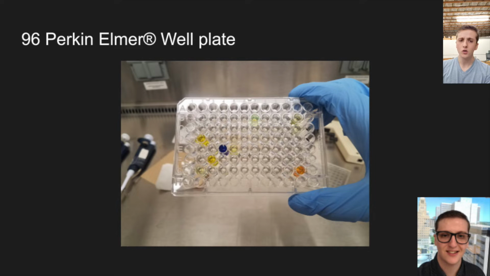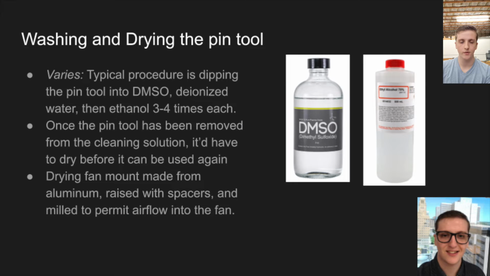So to wash it, generally the procedure is to dip into about 3 different solvents, which can be DI water, DMSO, and 70% ethanol. It's pretty common. So one of the requirements that we set for our robot was that it could do 3 different wash steps with 3 different solvents, and then after that move over a drying fan to dry the pin tool. And I'm happy to say that we accomplished that.